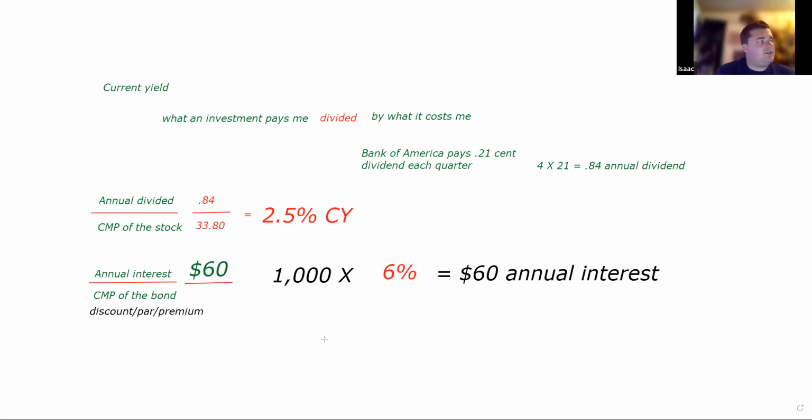Let's go with what's actually going on. So we'll say interest rates have gone up. And that means the price of the bond is going to be at a discount.